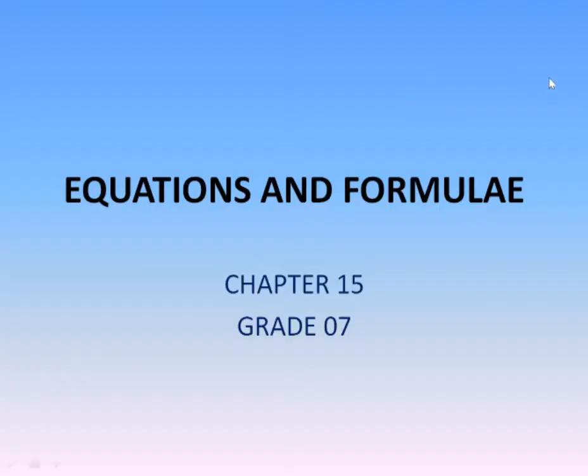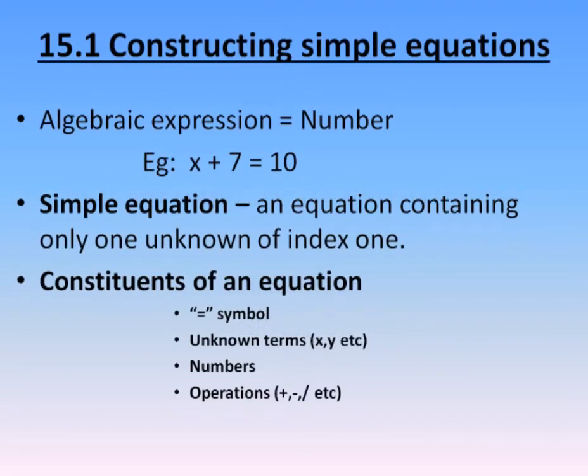Today I am going to explain chapter 15 of the grade 7 government textbook, Equations and Formulae. Let us first see what an equation is. An equation has two sides, left hand side and right hand side, where we equalize either two numbers or an algebraic expression. That means there is an unknown term which is equal to a whole number.